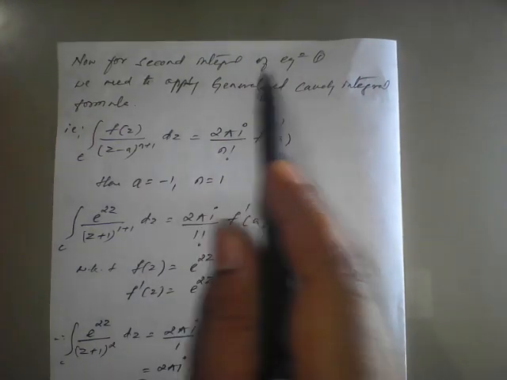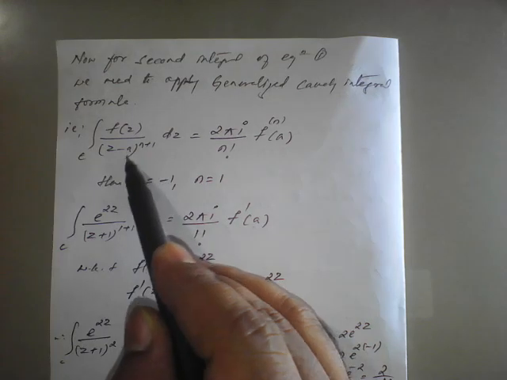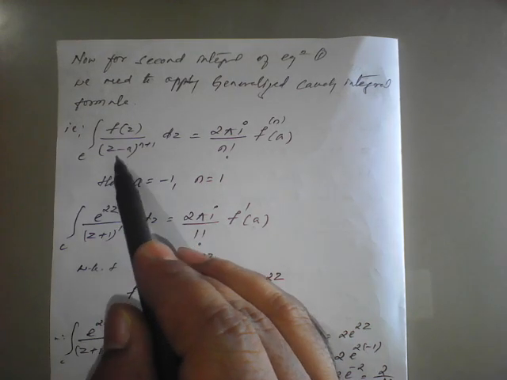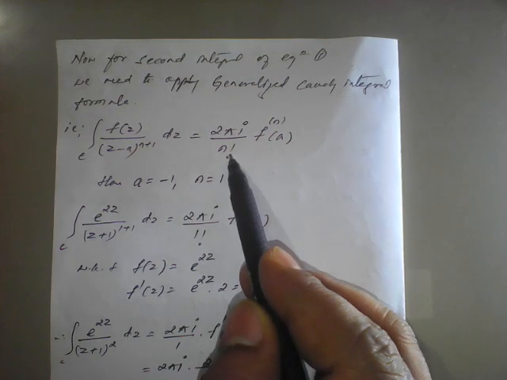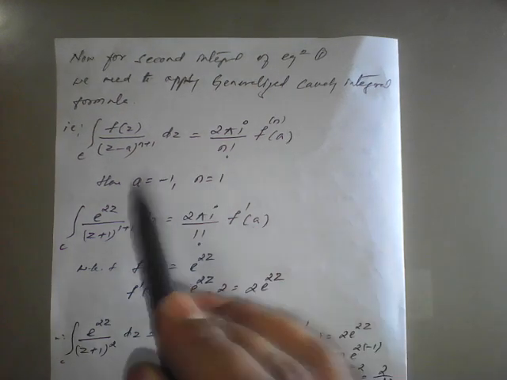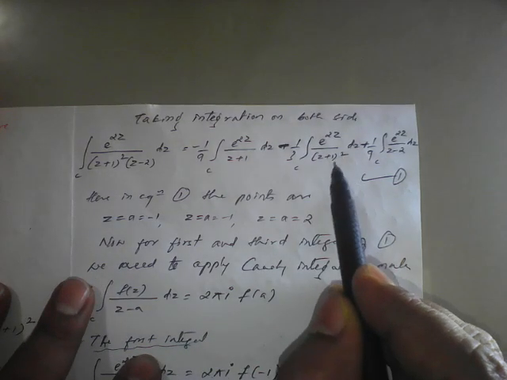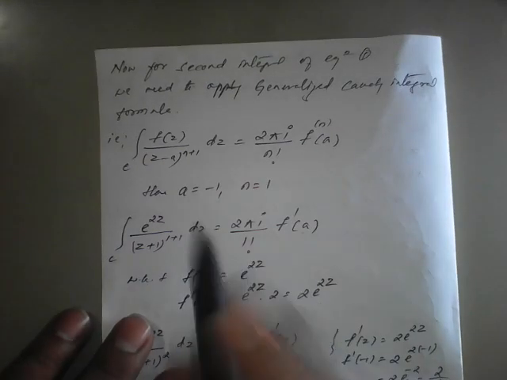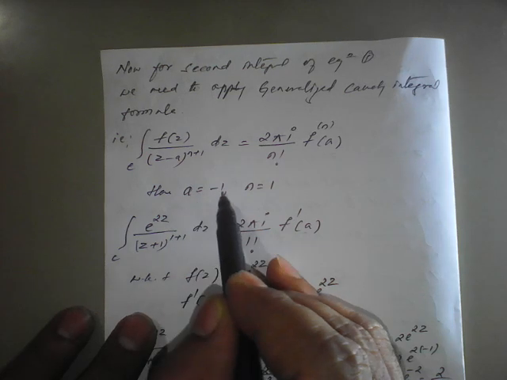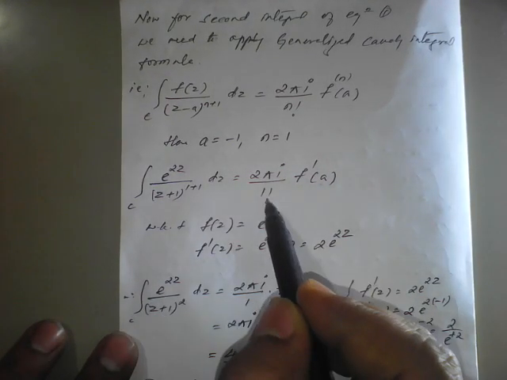So now for the second integral of equation 1, we need to apply the generalized Cauchy's integral formula. So here the formula is integral of f of z upon z minus a raised to n plus 1 into dz equals 2 pi i upon n factorial f raised to n of a. So here a is minus 1 and n is 1. If you compare, what we have, raised to 2 can be written as 1 plus 1. So therefore the value of n will be 1 and a is nothing but minus 1. So therefore the right hand side is 2 pi i upon 1 factorial.